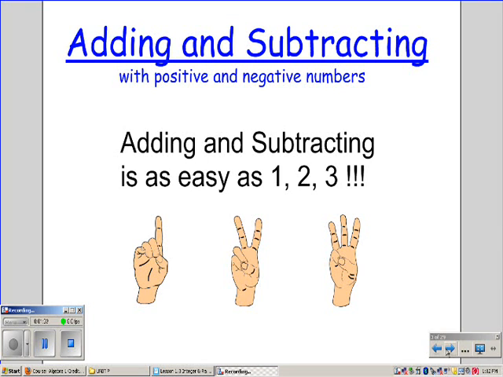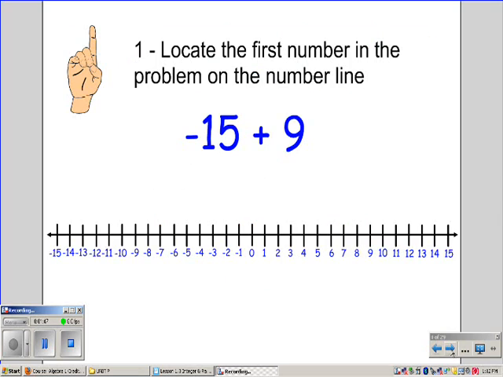So, adding and subtracting with positive and negative numbers. Thinking about this, it really is as easy as 1, 2, 3. There are 3 steps that you need to think about as you're going through the process of adding and subtracting positive and negative numbers. So we'll go through these.